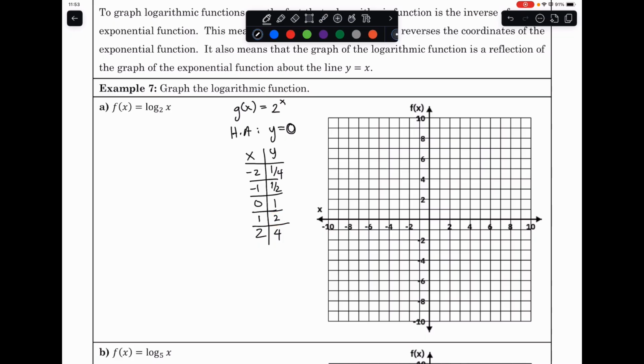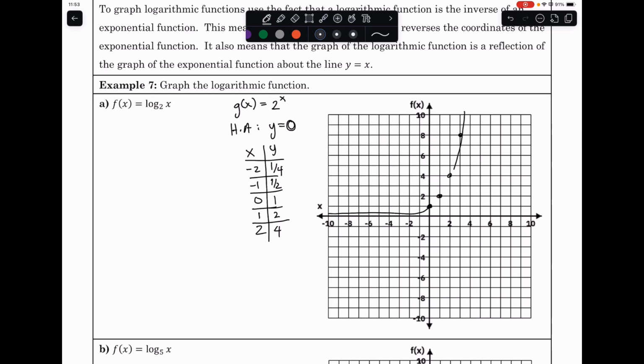So let's plot those. And if you recall, and I'm going to do it really thin, this is what the exponential function will look like. We'll have a point right here at (0, 1), at (1, 2), and at (2, 4). We'll even have a point here at (3, 8).